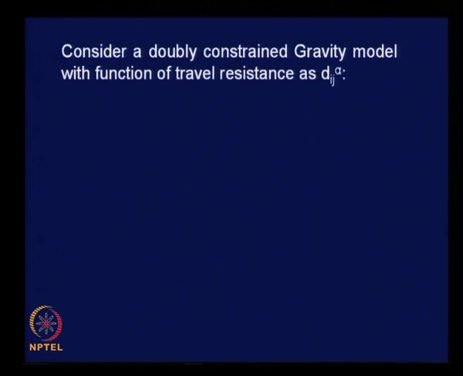Now, let us consider a doubly constrained gravity model with function of travel resistance as dij raised to power alpha. This is our consideration. We can consider different functional forms. In this case, we just assume the frictional resistance to be following a simple polynomial form, dij raised to power alpha.